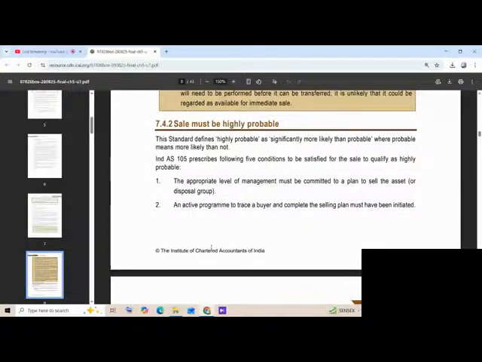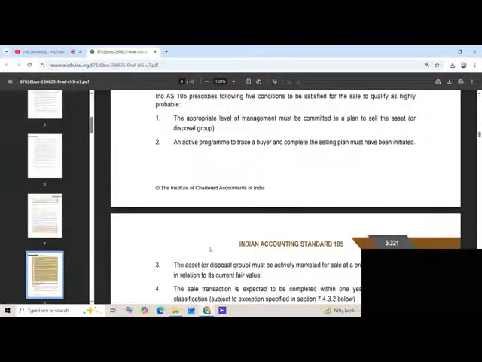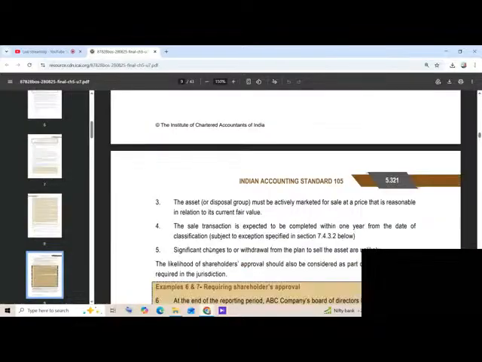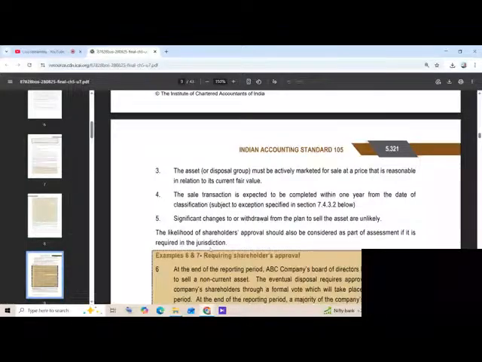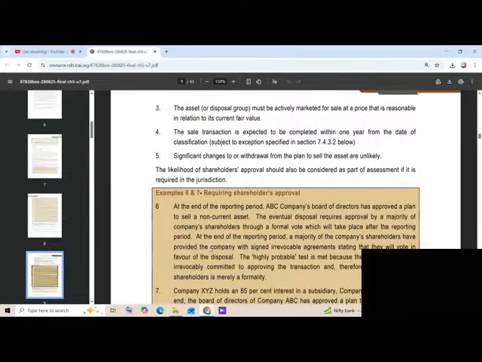1. The appropriate level of management must be committed to a plan to sell the asset or disposal group. 2. An active program to locate a buyer and complete the selling plan must have been initiated. 3. The asset or disposal group must be actively marketed for a price that is reasonable in relation to its current fair value. 4. The sale is expected to be completed within 1 year from the date of classification. 5. Significant changes to or withdrawal from the plan to sell the asset are unlikely. The likelihood of shareholders' approval should also be considered as part of the assessment if it is required in the jurisdiction.